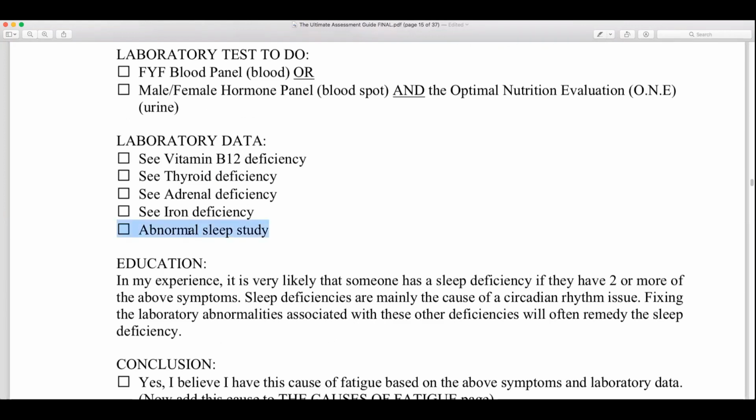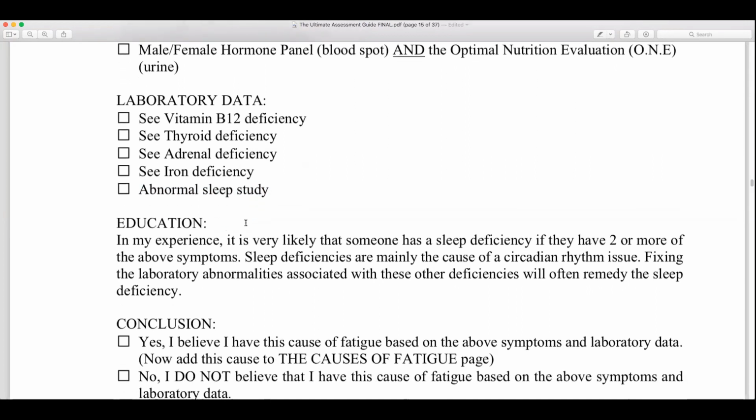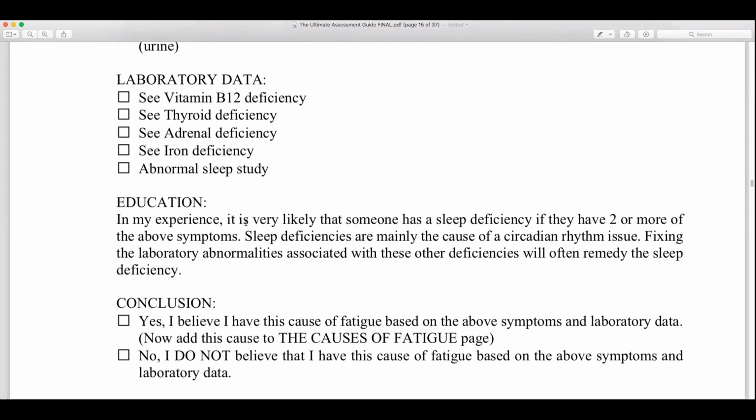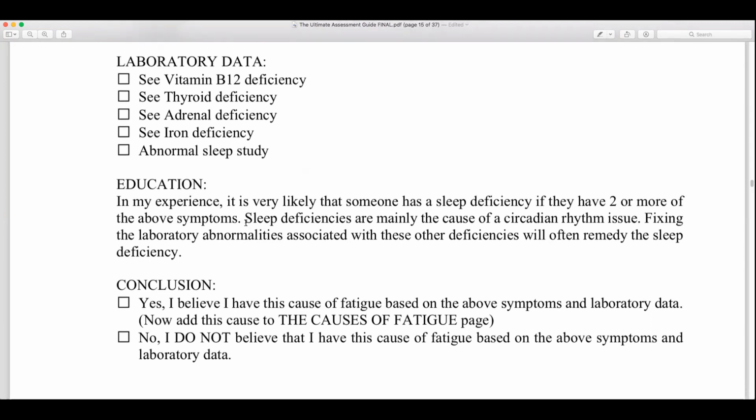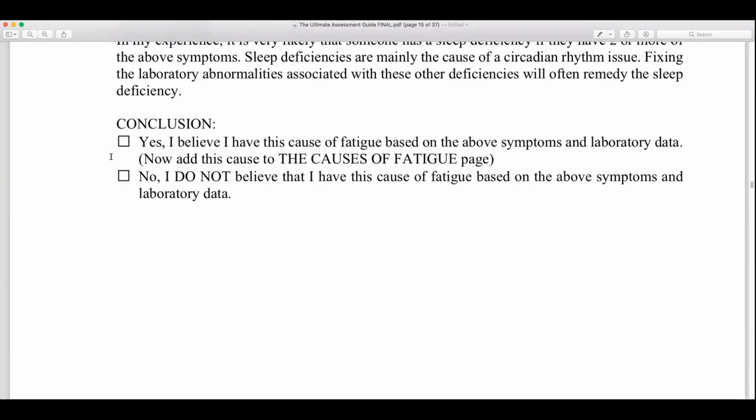And then an abnormal sleep study to determine whether somebody is snoring or they've got some sort of sleep pathology. And in my experience, it is very likely that someone has a sleep deficiency if they have 2 or more of the symptoms or signs above. Sleep deficiency is mainly the cause of a circadian rhythm issue. Fixing the laboratory abnormalities associated with these other deficiencies will often remedy the sleep deficiency. So once again, make your conclusion.